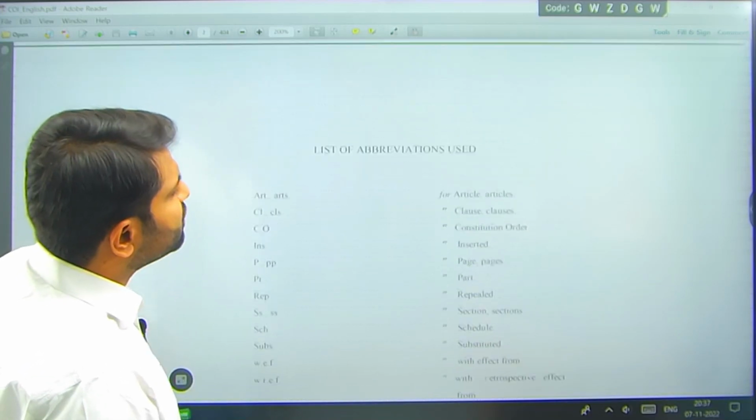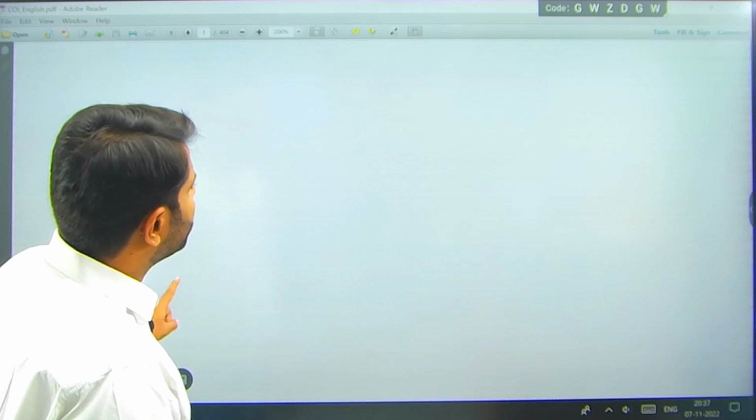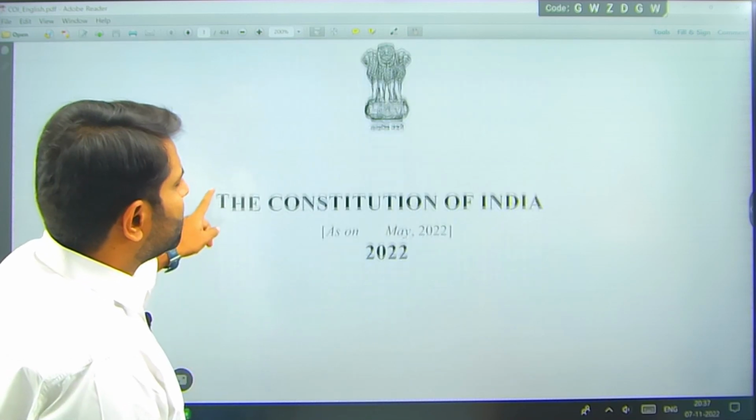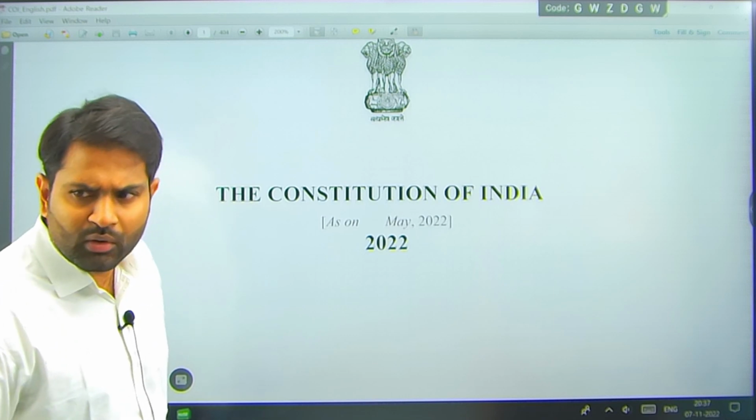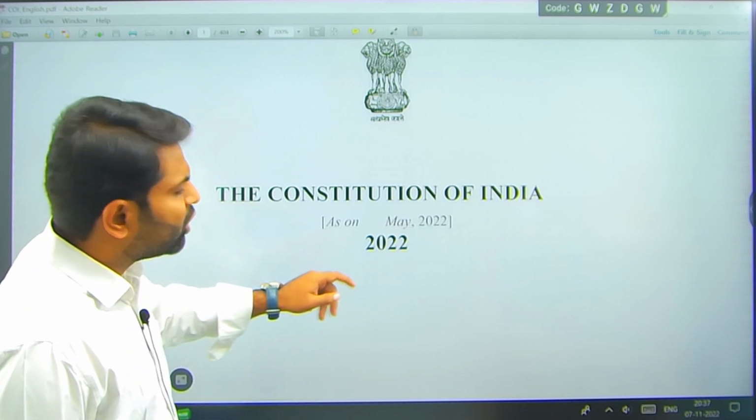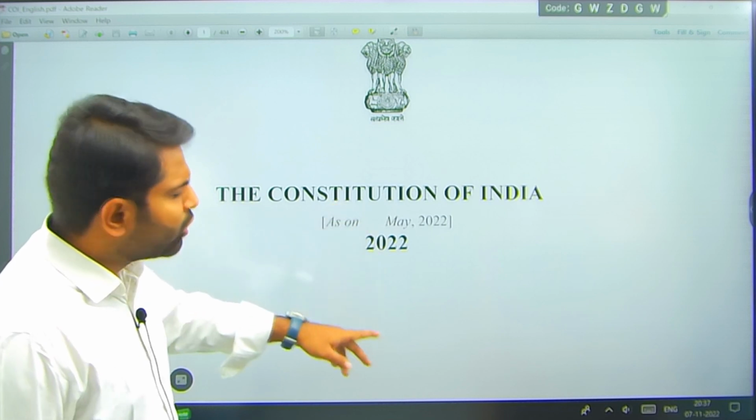So this is the constitution document. You have to download the latest document which is available on the internet. Try to type constitution PDF legislative website. You can download this document from the legislative website. This is a free document.